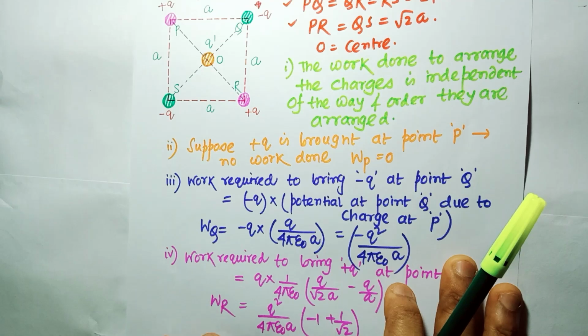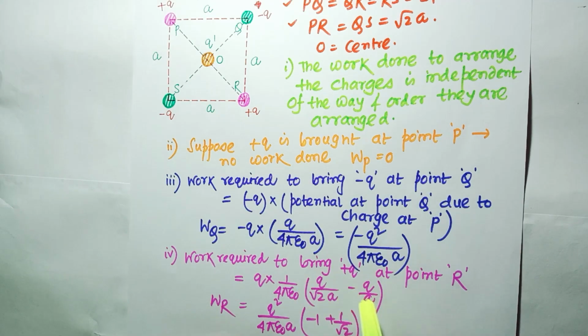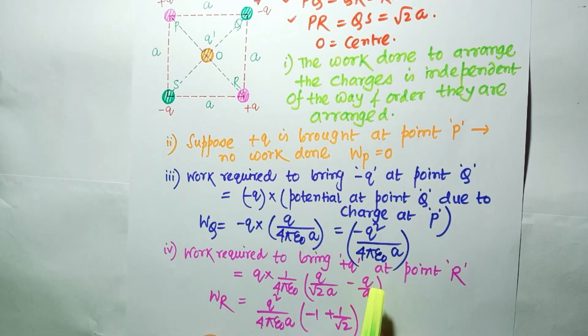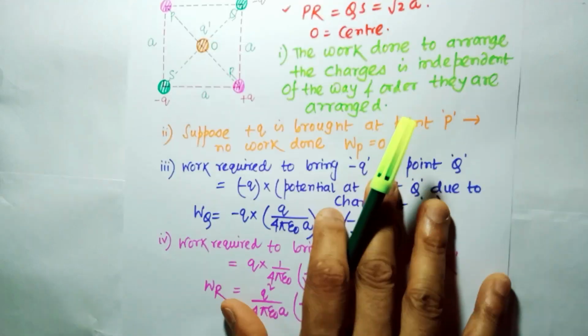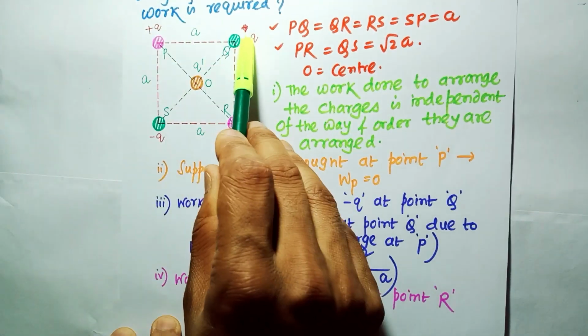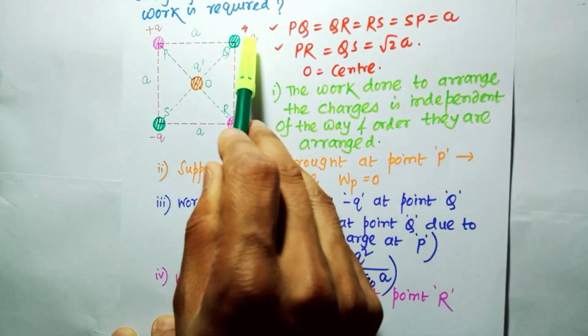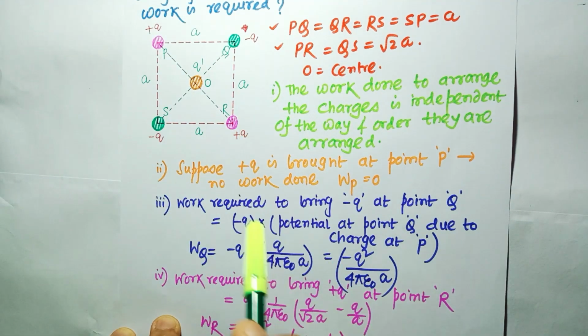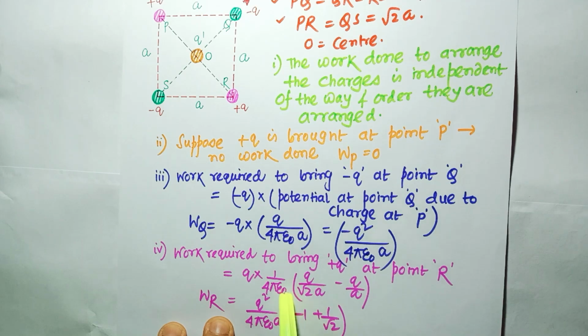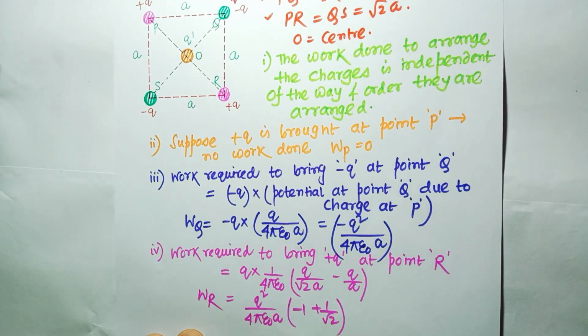Similarly, the work required to bring plus Q at point R is plus Q times the potential at the point R due to the charges at these two points. The plus Q and minus Q will produce the potential at the point R. The potential is 1 by 4 pi epsilon naught times Q by root 2 A minus Q by A. So WR comes out to be Q square by 4 pi epsilon naught A times minus 1 plus 1 by root 2.